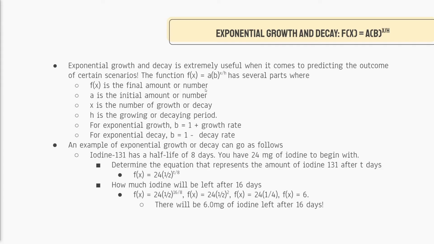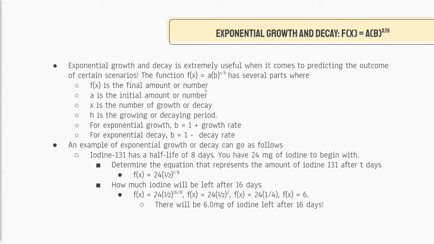So for example, if you were told that you have a half-life or a doubling life of something, that would imply what the b value is. So if it's a half, we would take half of 1, which would be 1 over 2. If it was double, that would be 2 times 1, or 1 plus 1, which would be 2. So you have to keep in mind those wordings for any type of word problem.